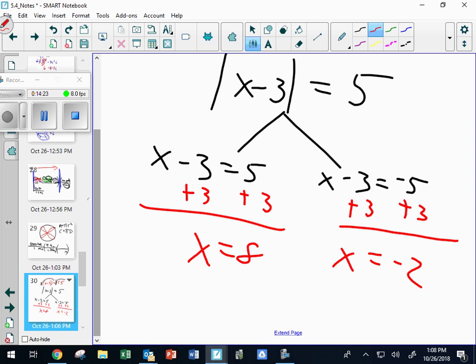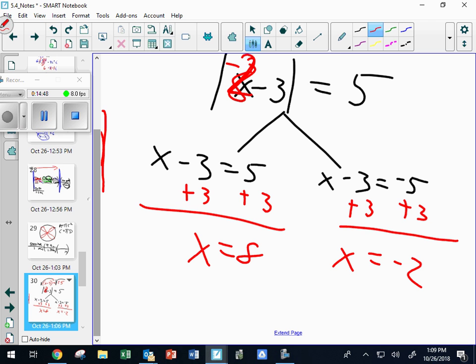How could I know for sure I was right? You put them back in here. Does that work? Does 8 work? Yeah, what's cool about this is you can know you're right. Excuse me, stop talking. I need your attention. Thank you. Next, we're going to put in the negative 2, and we're going to see if that works. Negative 2 goes right here. Does it really work? Yeah, negative 2 minus 3 makes negative 5. Absolute value is 5. Yeah, it worked.